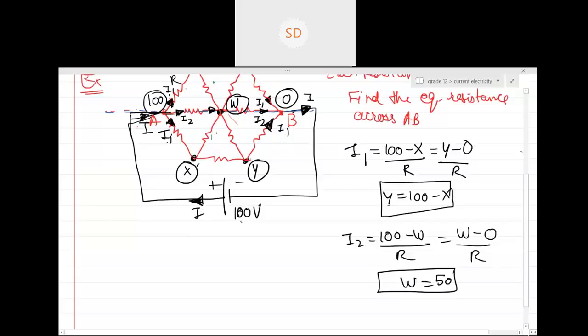Solve it if you want. R and R will get cancelled out. 100 minus W equals W. That W will go to the right hand side. It will become twice of W, and W is 50, right?